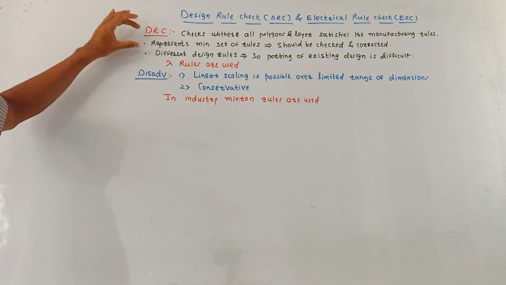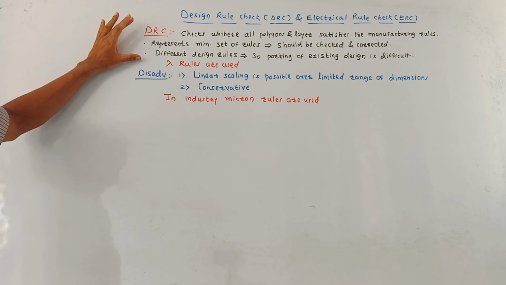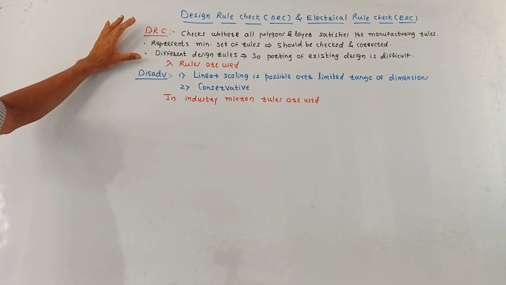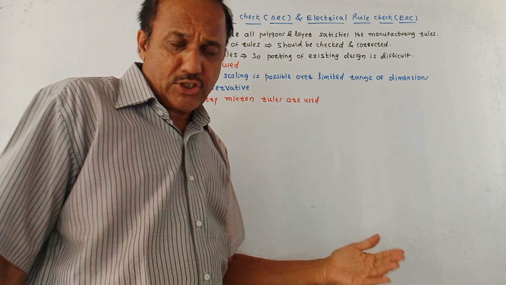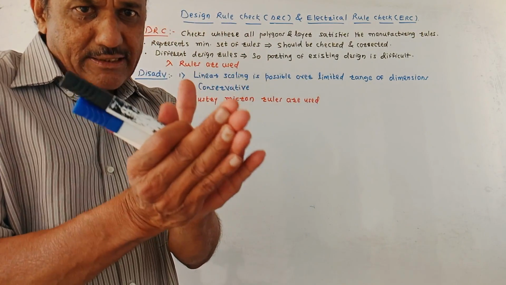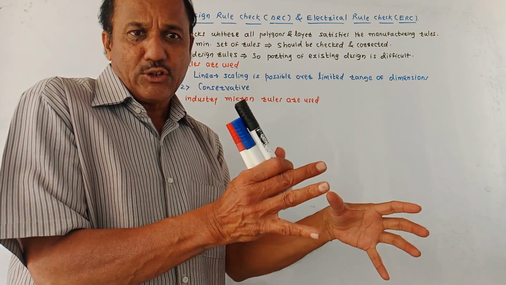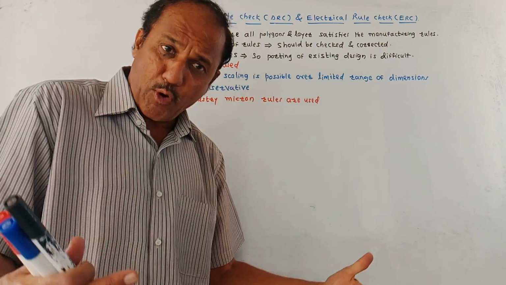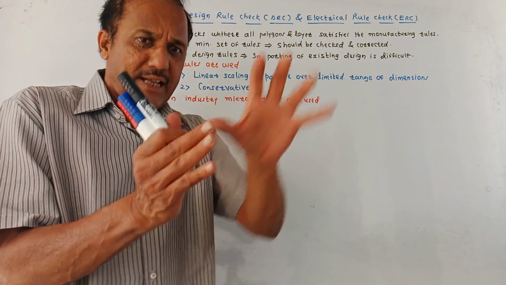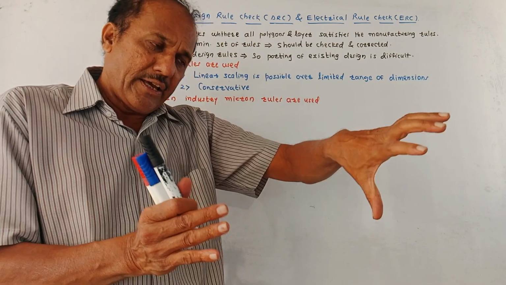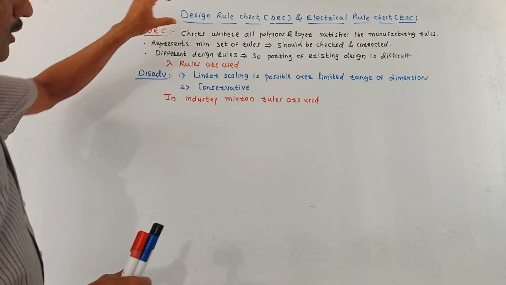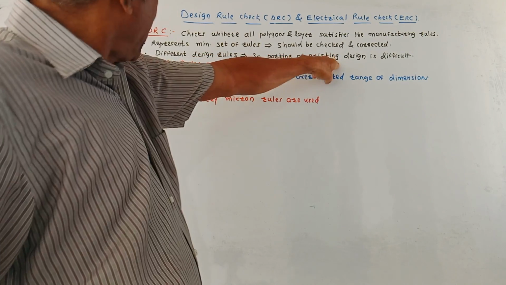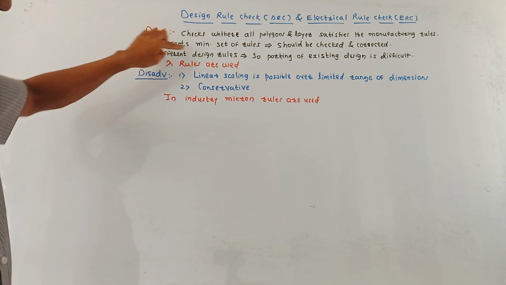Then the major drawback of such rules is that the design rule check is different for different manufacturers. So once you have finalized the design rules and accordingly the designing is performed, then porting is difficult. That means that particular design cannot be easily transferred to another process. So porting of existing design becomes difficult. To avoid this, lambda rules are used.